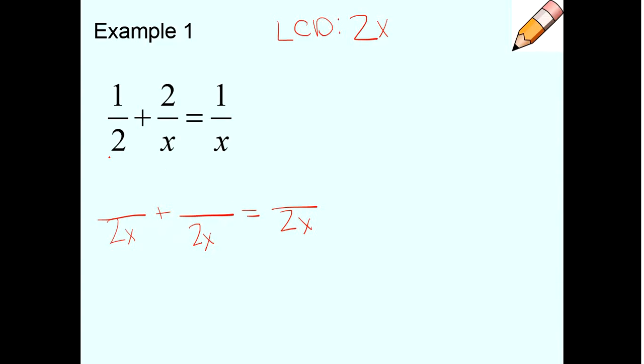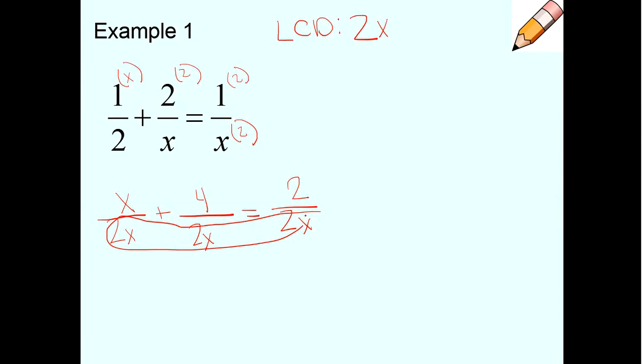What do I need to multiply the 2 by to get 2x? Well, just an x, right? Here I need to multiply by 2, because that's the new change to our denominator. And then here I need to multiply by 2 as well. So I will have on the numerator x, because 1 times x, 2 times 2 is 4, and 1 times 2 is 2. Notice, guys, my denominators are all the same.